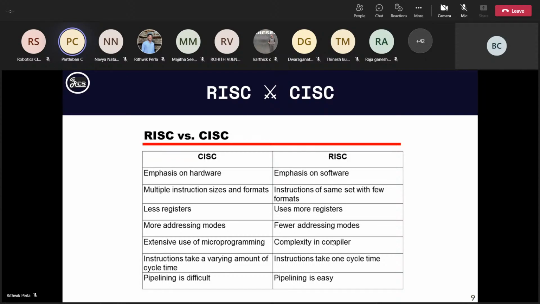Okay, let me explain about it. CISC generally focuses on hardware, whereas RISC focuses majorly on software. Here in CISC, the instruction or the program sizes may differ. There will be multiple instructions which will have different sizes. Whereas in RISC, the instructions will all have the same particular size, which makes it very easy to execute.